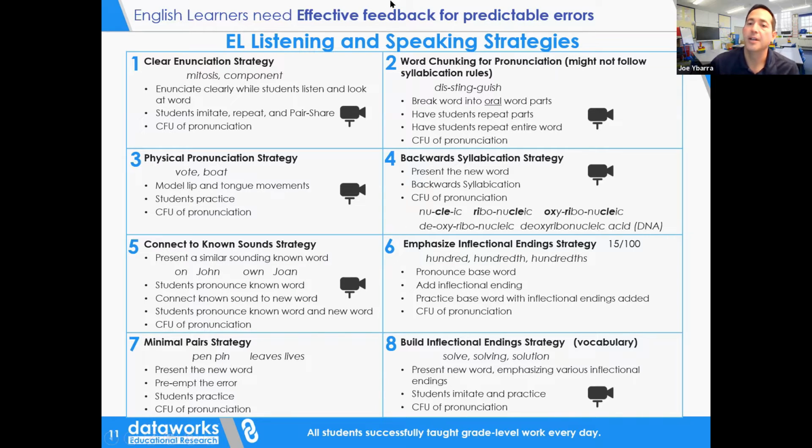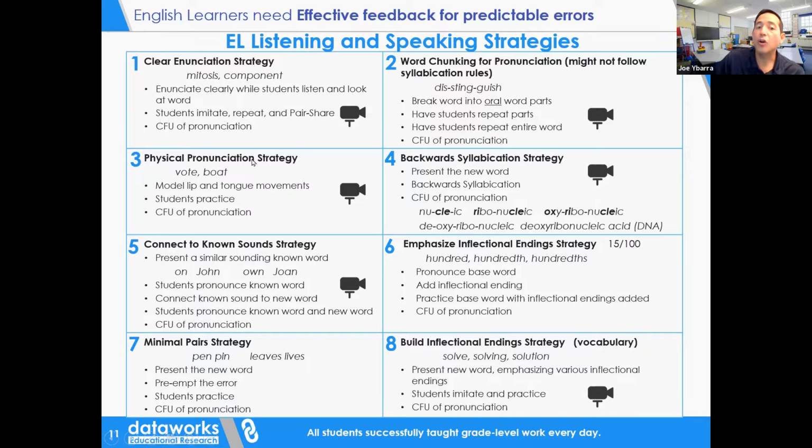We do a different strategy. This is also a different way of pronouncing: word chunking for pronunciation, which might not follow the syllabication rule. So if I have the word distinguish, distinguish. You don't have to use your arm. This is how I teach early childhood, I've always used my arm. You can even point for older kids. I just point to the word. Distinguish, distinguish. However you're comfortable. It doesn't have to follow the syllabication rule.